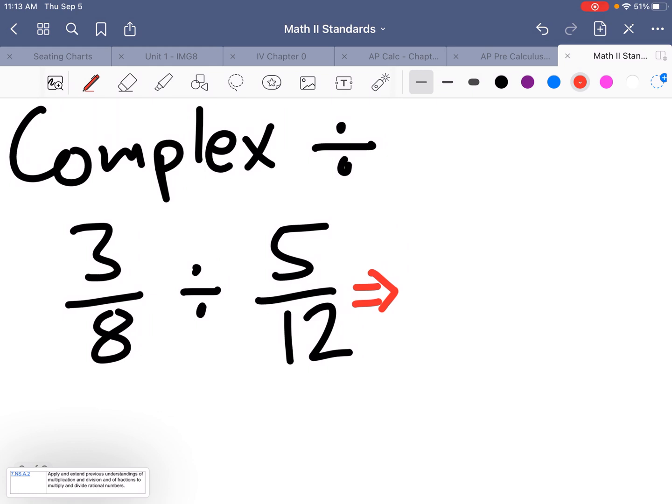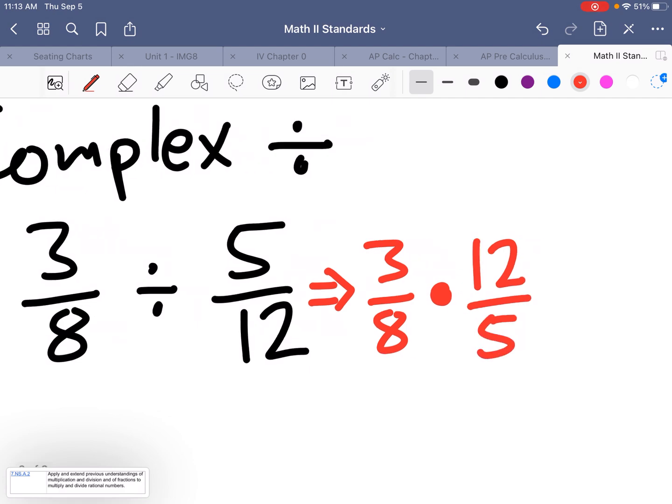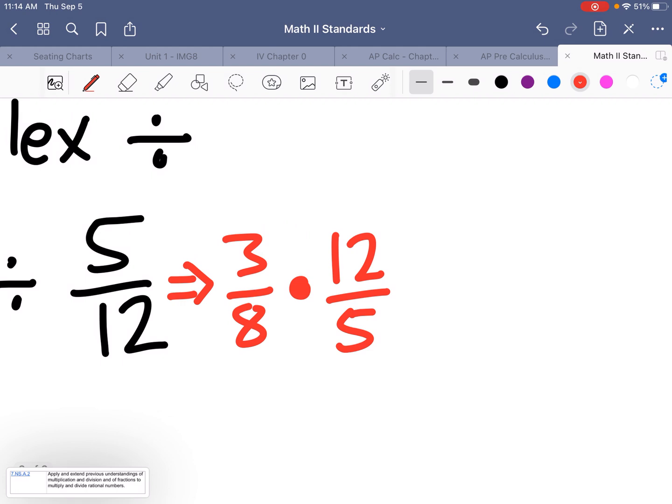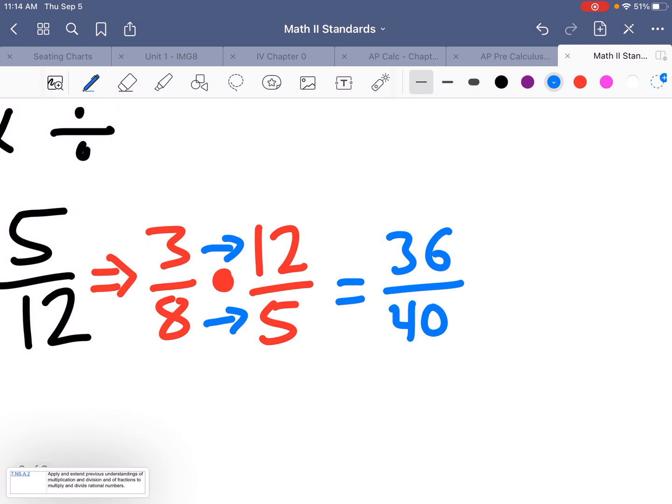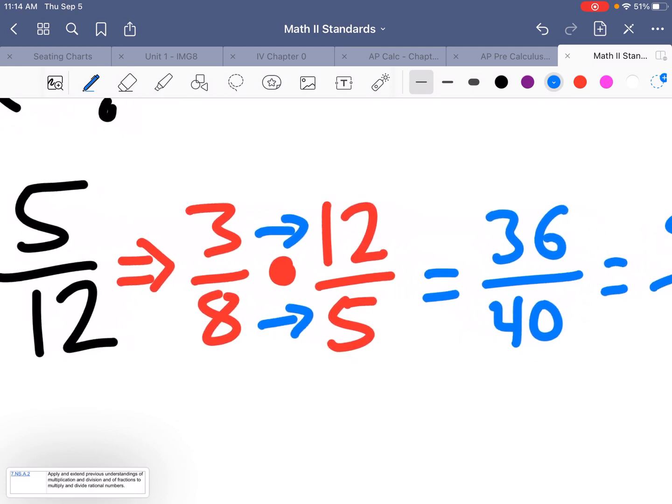But we're going to freeze 3/8. We're going to change division to multiplication, and we're going to flip and make 12/5. Now, multiply straight across. 3 times 12, 36. 8 times 5 is 40. We can take both of those and divide by at least 4, and we would get 9/10.